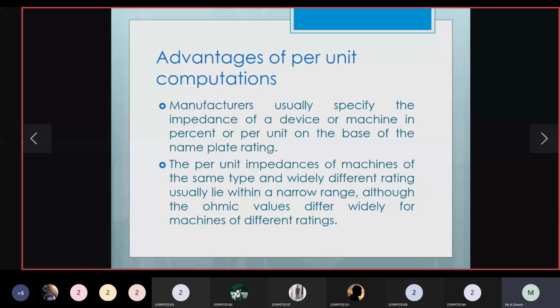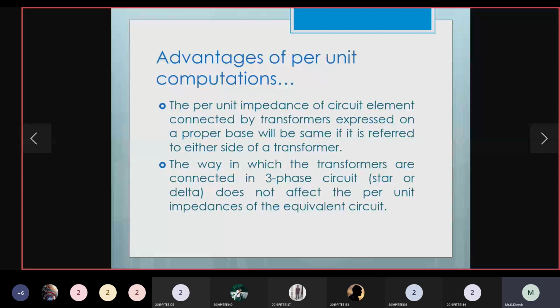And the third one is, with the help of your transformer, either on the primary side or secondary side, we are going to estimate. And the last one is that it should not affect the performance of the machine. These are all the overall advantages of using per unit computations. So, in simple terms, the bulk quantities are minimized to per unit, that is one value that is represented.